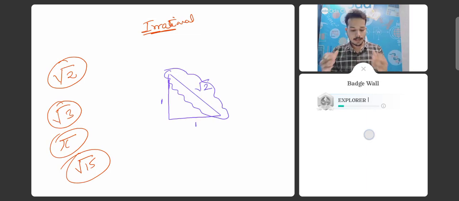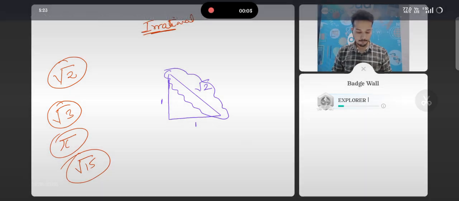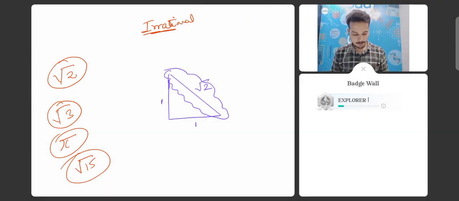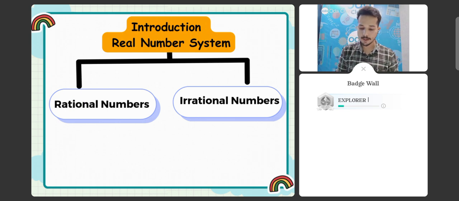Experienced in the real world, irrational numbers are also real numbers only. Is that making sense, bacho? Is that clear, students? Now, students, focus. Real numbers have two groups.